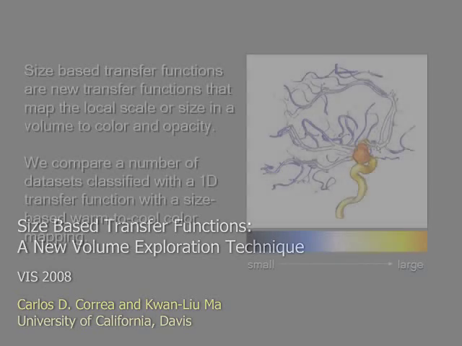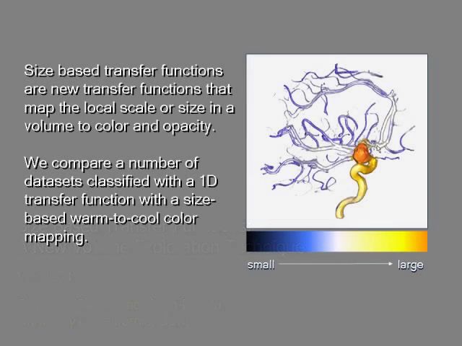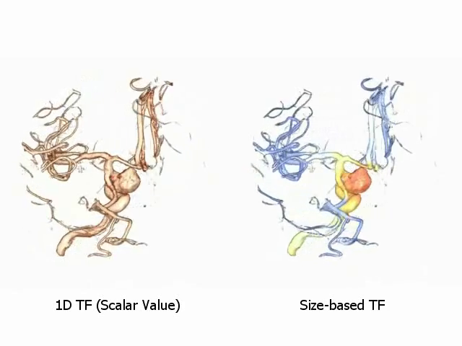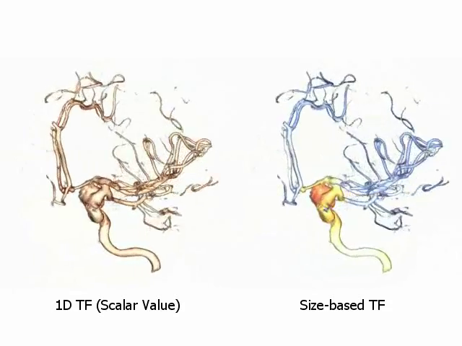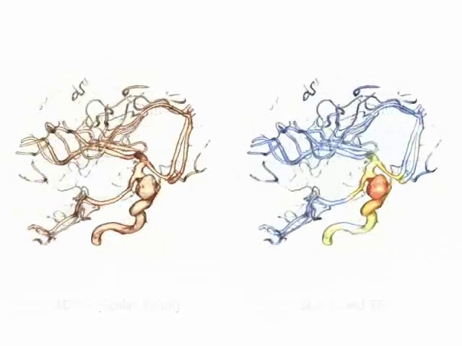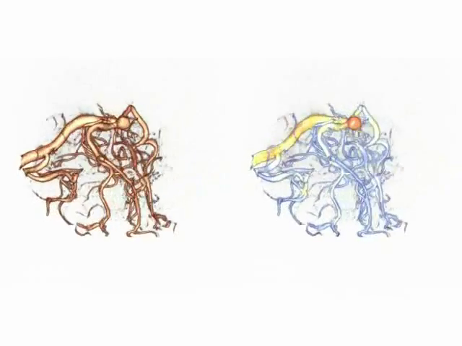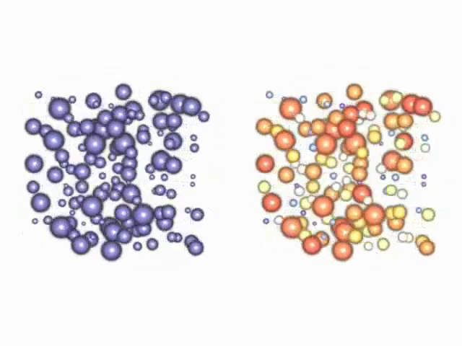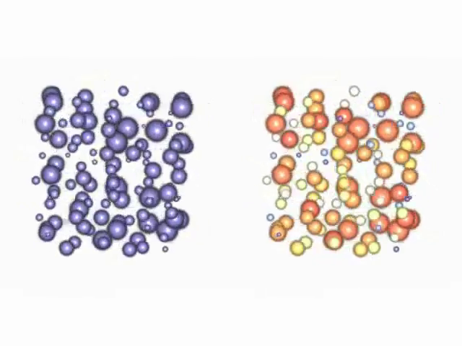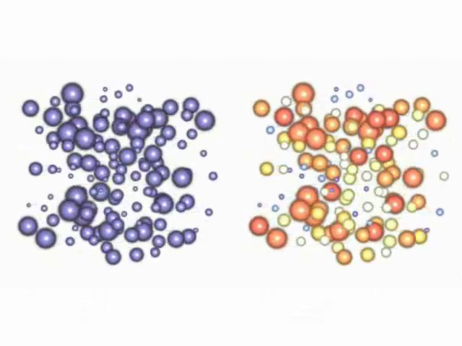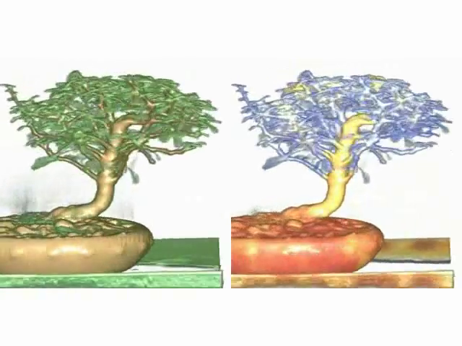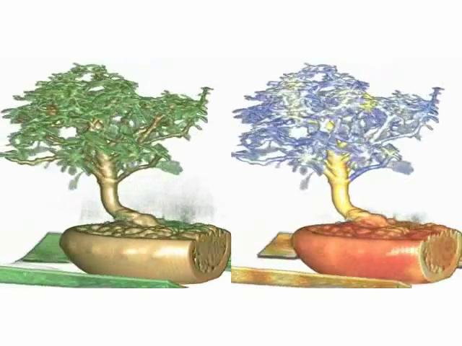Size-based transfer functions are new transfer functions that map the local scale or size in a volume to color and opacity. To illustrate this, we show a number of data sets classified with a one-dimensional transfer function, and then we show them with a color mapping that varies from warm to cool colors as feature size decreases. Now it is possible to classify volumes based on the relative size of their components.